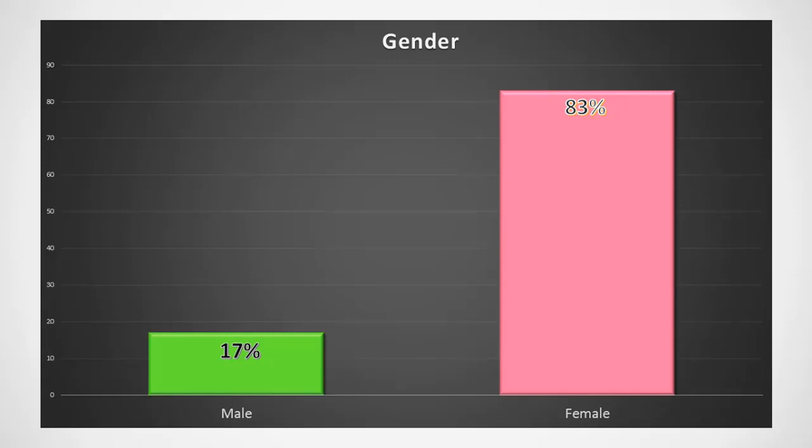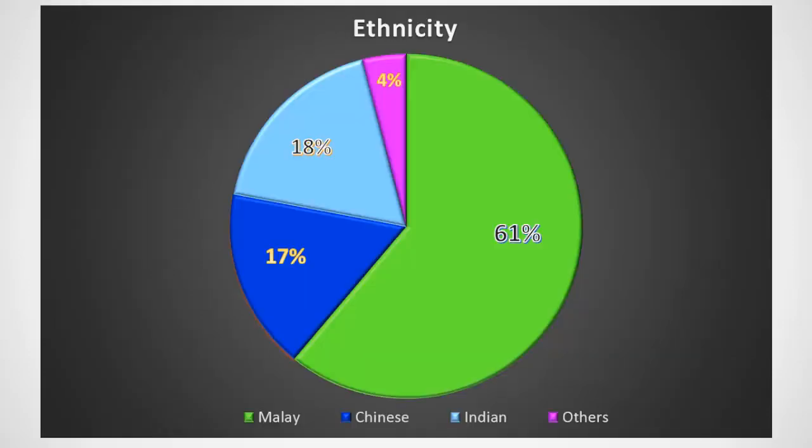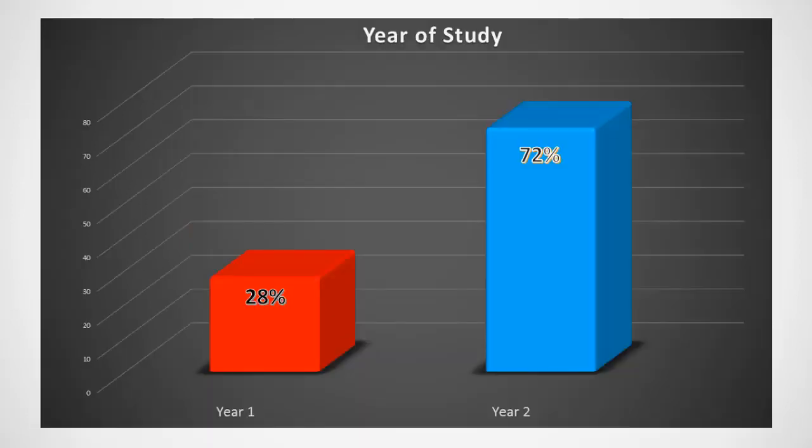As for the gender, the majority of our respondents comprises of female, which are 83 of them, while male being 17 respondents. As for ethnicity, more than half of our respondents are Malays, which are 61%, followed by the Indians being 18%, Chinese 17%, and others 4%. 72% of our respondents are Year 2 medical students, while 28% of our respondents are Year 1 medical students.